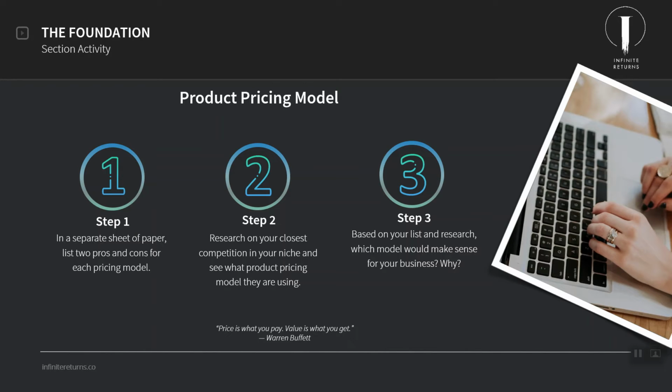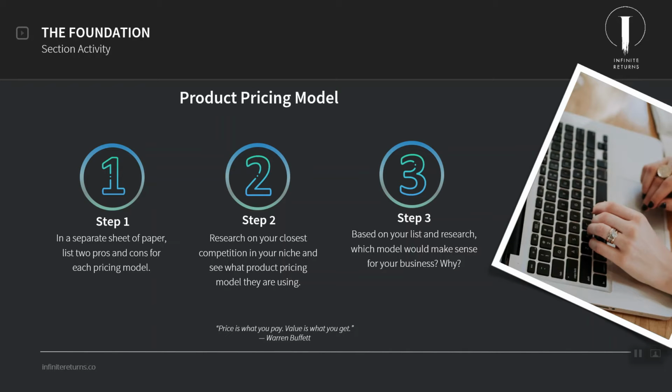Then you need to go and research your closest competition in your niche. If you can get all the way down into your sub niche, that's even better. And you want to see what pricing, how they're modeling, how they're doing it, what is their ad spend, what do the ads look like. You want to do that. Then once you have all of that, go through the research and take a look at what model you should use. Which one resonates with you? Which one's appropriate for your market? What's appropriate for your specific sub niche? You need to figure that out.